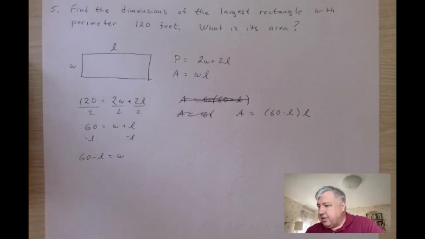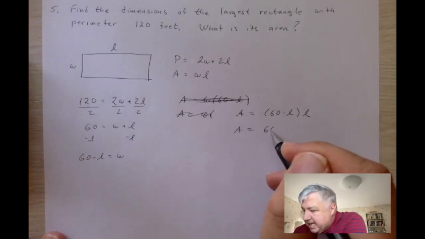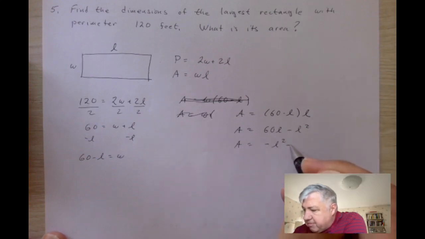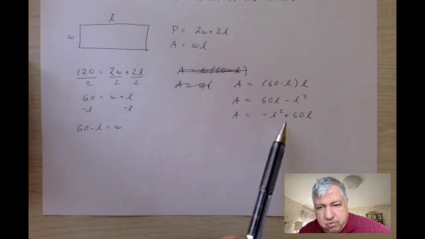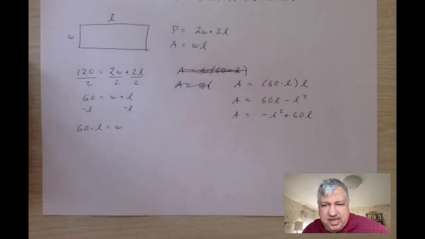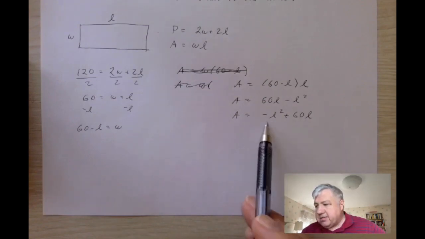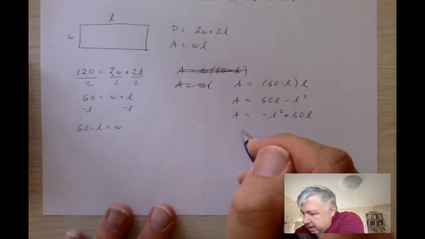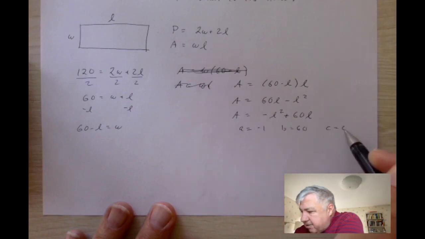Now, this actually is a quadratic function because you can distribute the L and you get 60L minus L squared, which is the same thing as minus L squared plus 60L. This is almost a quadratic function, and so you just have an L instead of an X, right? So if you replace L with X, you get minus X squared plus 60X plus 0. So it's just a quadratic function in L. And in this case, A would be -1, B would be 60, and C would be 0.